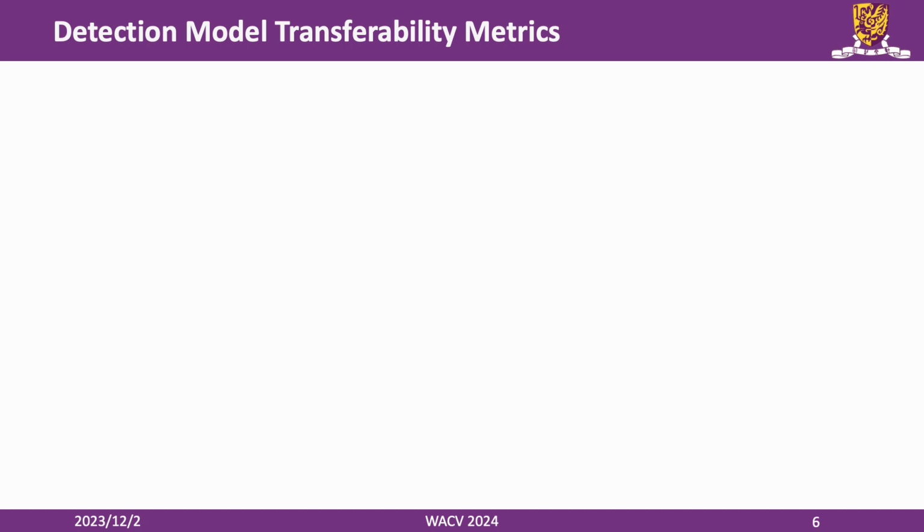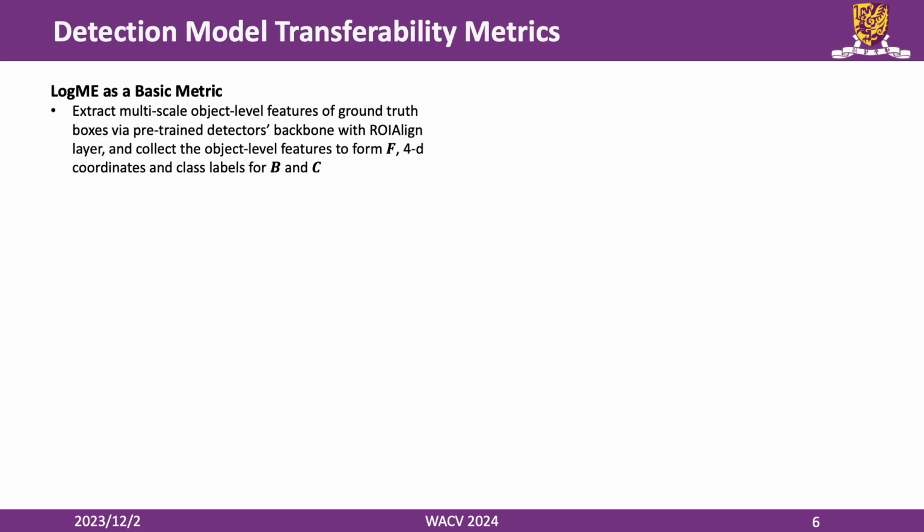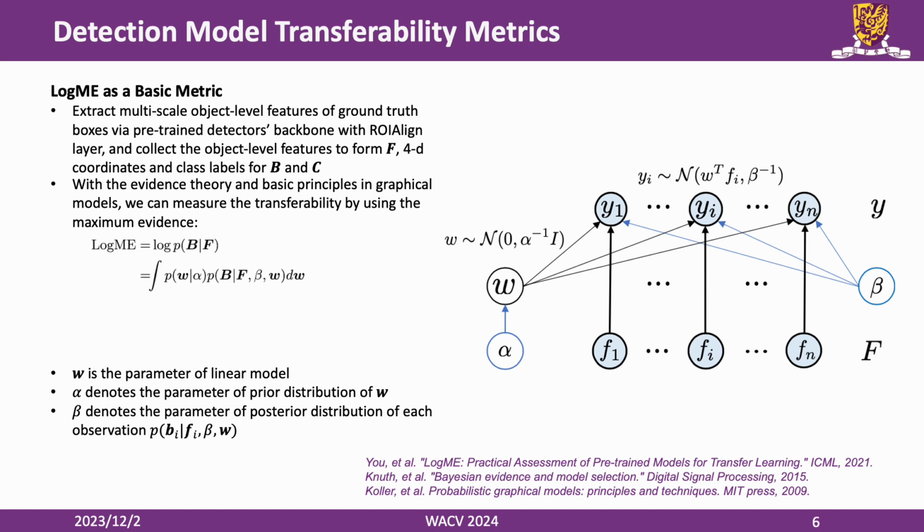Then, we propose a series of detection model transferability metrics. First, we adopt LogME as a basic metric. To evaluate the transferability, we first extract multi-scale object-level features of ground truth boxes via the pre-trained detector's backbone with the ROI Align layer, and concatenate the object-level features to form the feature matrix, with 4-dimensional coordinates and class labels. Then, with the evidence theory and the basic principles in graphical models, we can measure the transferability by using the maximum evidence, shown here.